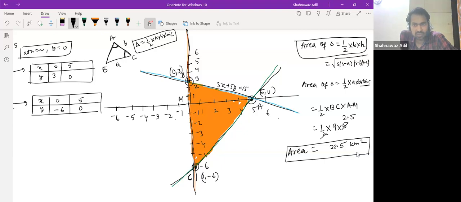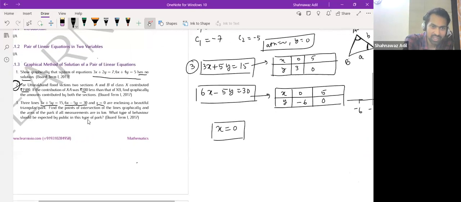Are you guys getting the same answer? Yes. Did you guys understand this part? Yes, sir. Amira, Shaima, what about you guys? Yes, sir. Okay, Shreyash, you are also here. So Shreyash, understood? Yes.